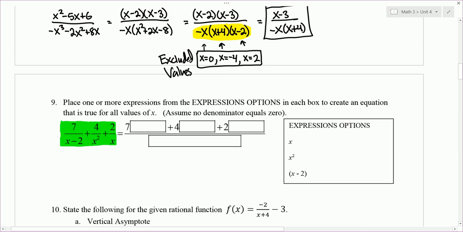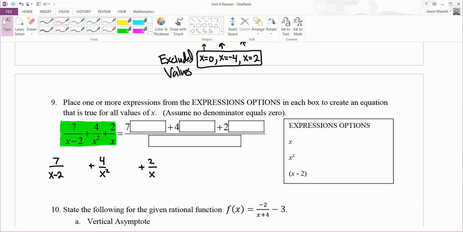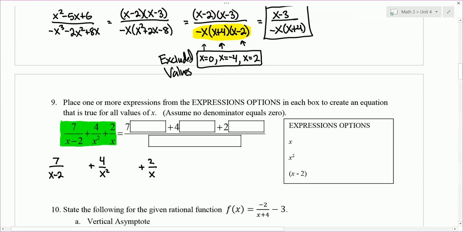So I'm going to rewrite our fractions. The first fraction is 7 over x minus 2. I'm going to put a little more space here. The second fraction is 4 over x squared. And the third fraction is 2 over x. We need a common denominator. If you look at the last two fractions, ignore the first fraction, just look at the last two fractions.